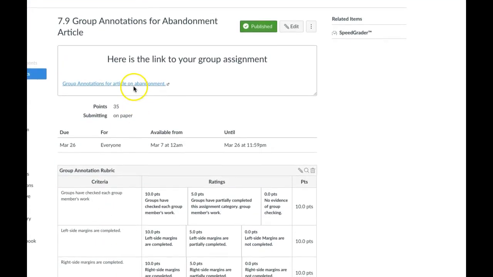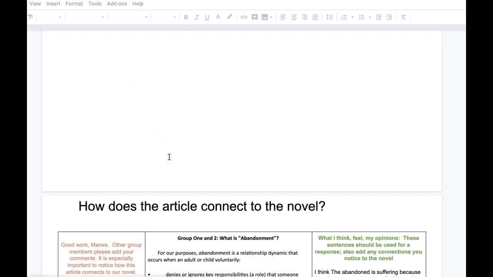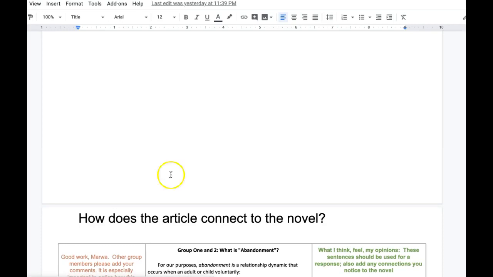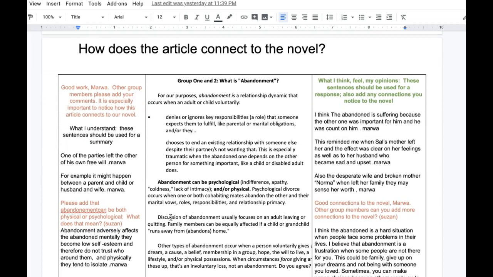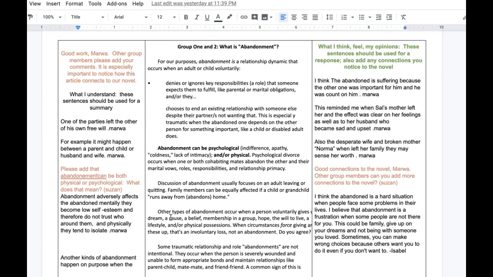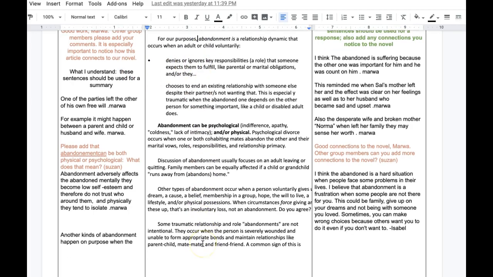Now we're going to click on the article, which is right here. And you can see that on each page I added a heading: How does the article connect to the novel? That's important for us. So here is group 1 and 2, and this is what they have done so far. The red pink color is me, so I've added details. In the middle you'll see is the section of the article.